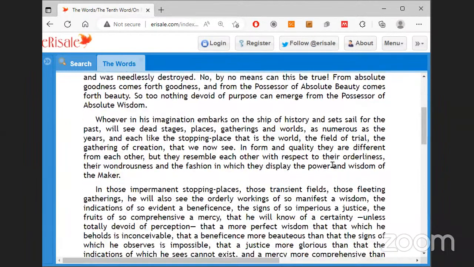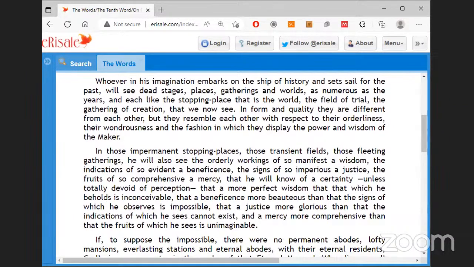Whoever in his imagination embarks on the ship of history and sets sail for the past will see dead stages, places, gatherings, and worlds as numerous as the years, and each like the stopping place that is the world, the field of trial and gathering of creation that we now see. In form and quality, they are different from each other, but they resemble each other with respect to their orderliness, their wondrousness, and the fashion in which they display the power and wisdom of the Maker.